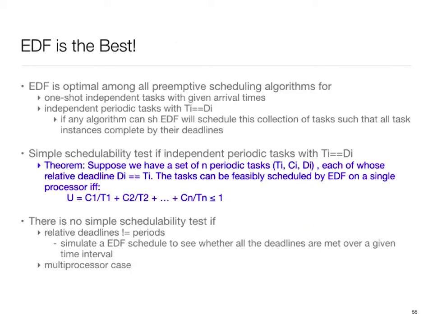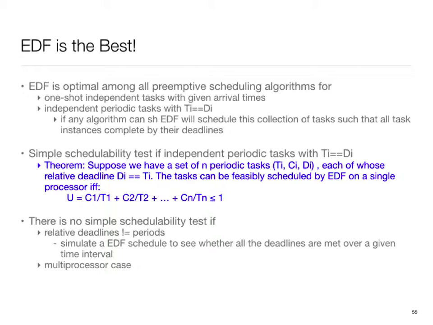Now, the main result is that EDF is the best. What do I mean by that? EDF is the best among all preemptive scheduling algorithms for the following situations, where we have one-shot independent tasks with given arrival times. That is, I have non-periodic tasks, but I know the arrival time of each task.